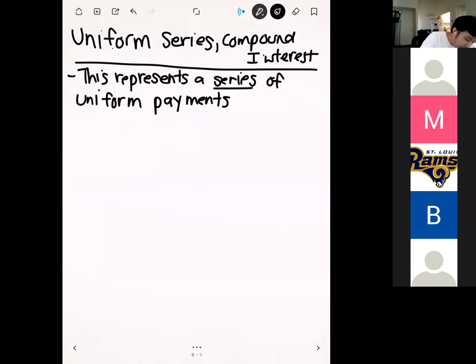Okay? And so the symbol that we use for uniform series payments is A, right? So we know F and we know P. P, remember, is one lump sum of money that we have in the present day. F is one lump sum of money that occurs at the end. And A represents a recurring payment, or more specifically, an end of year cost or benefit.